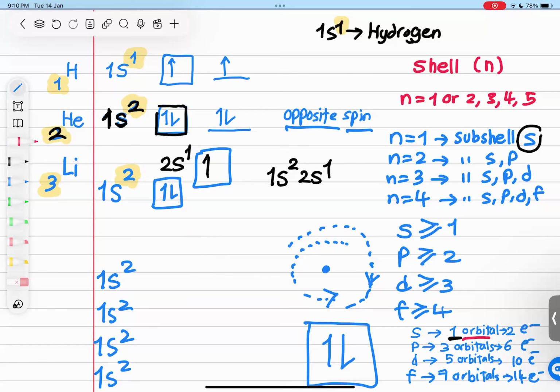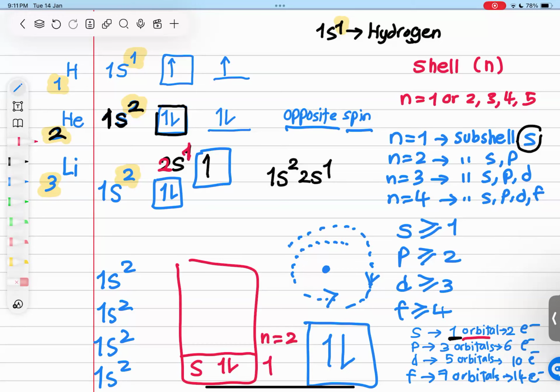When I say 2s1, what does it mean? It means I moved to the next energy level. Why did you move to number 2? Because number 1 is done. Why is it done? Because last time we said it contains only one subshell called S, and this subshell contains only one room, or one orbital, called S, and this S can carry 2 electrons. So if you are going to place the third electron, of course, you have to go to n equal to 2. So the third electron will be placed here. It's called 2s1.